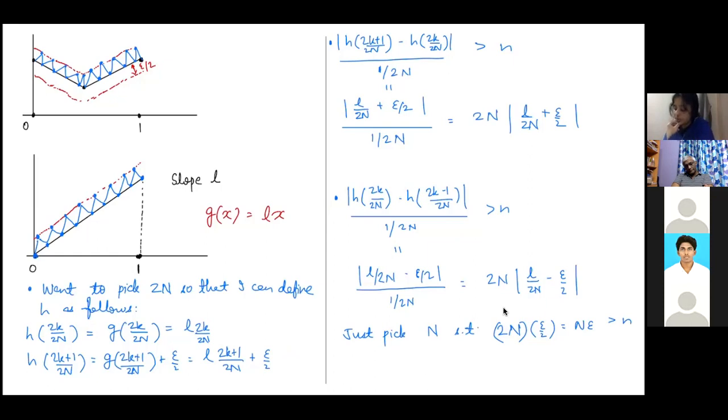We want both of these things to be greater than n. To ensure that, it's enough to take n big enough such that 2n times epsilon by 2, which is n times epsilon, should be greater than n. And that will be enough. So once we pick that to be our n, everything will work out. I can define h this way, and the slope will be greater than n everywhere. So h will be in phi n, and so we are done. And so that finishes the proof.